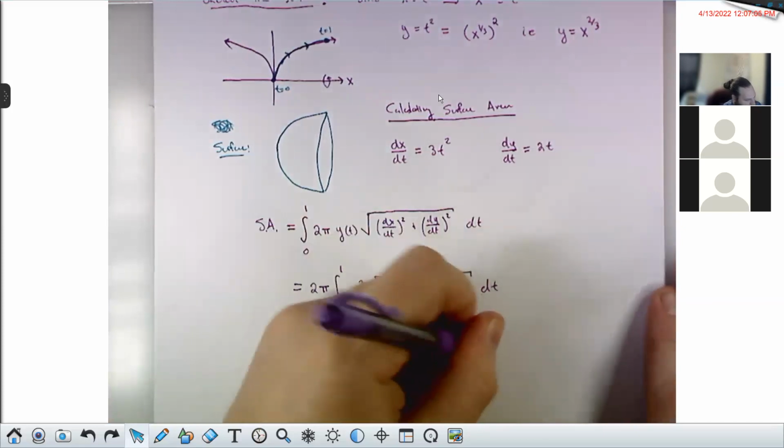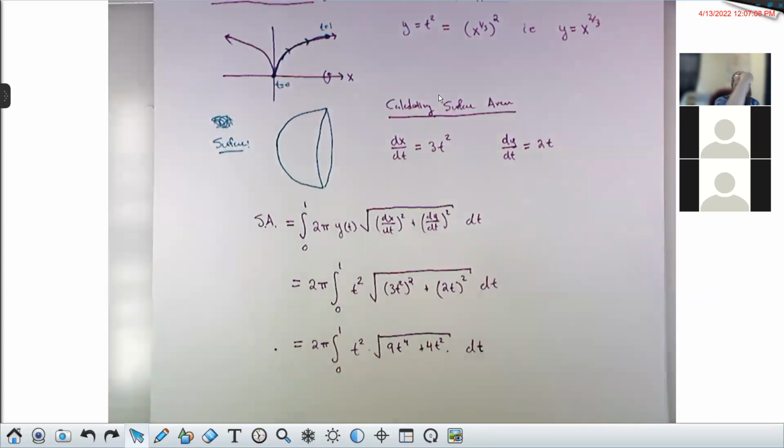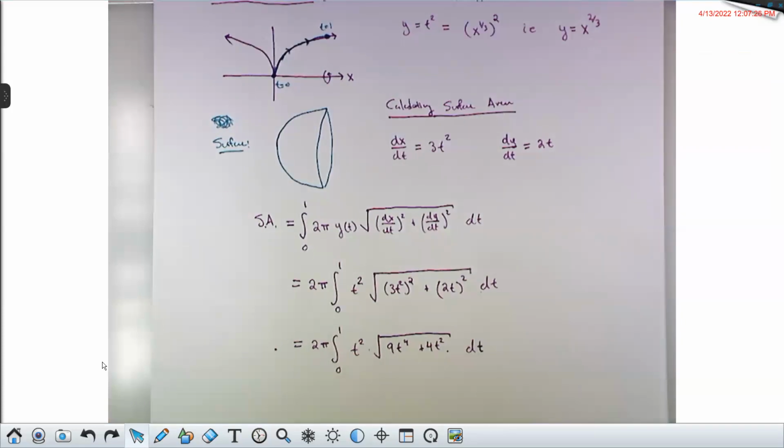dt is just dt. Now, it's been a while since I really put you guys through any challenging integrals, so I want you to help me out. What can I do here? Excellent. Yeah, I can factor a t all the way out from the square root, because inside the square root, I can factor a t squared.